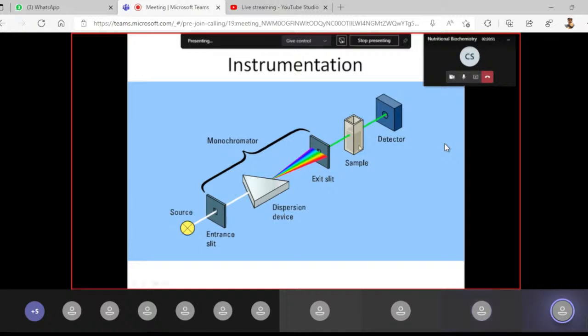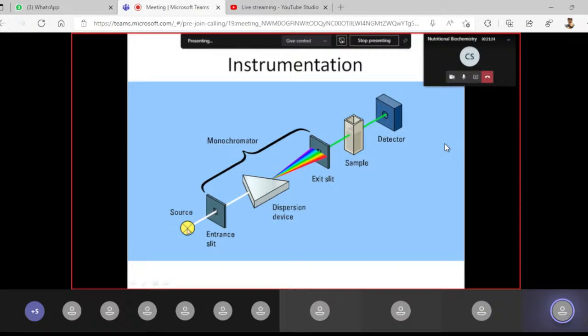So now you pass the light, your sample will absorb, and the transmitted light is detected by using a detector. And then this detector will display the value of absorbance on the instrument. So this is the instrumentation: light source, monochromator, then sample holder cuvette, and then the detector. These are the basic components of both colorimeter and spectrophotometer, but I've told you the difference.